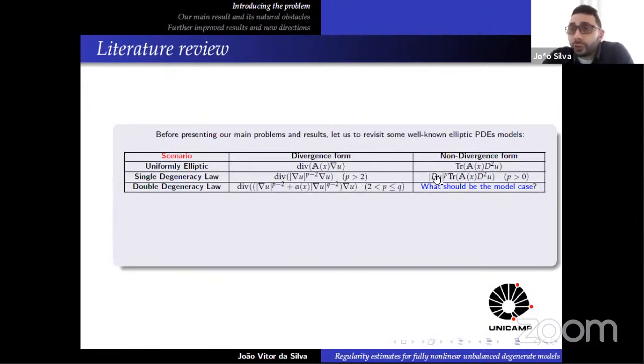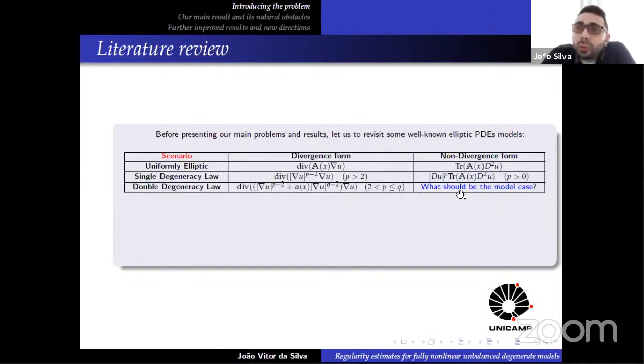In non-divergence form, the simplest operator with the single degeneracy law is this kind of operator: the uniform elliptic part times the modulus of the gradient to the power p, where p is a positive number. But in the double degeneracy law, we have, nowadays, the well-known pq-Laplacian. The pq-Laplacian is this operator where p is greater than 2 and less than or equal to q.